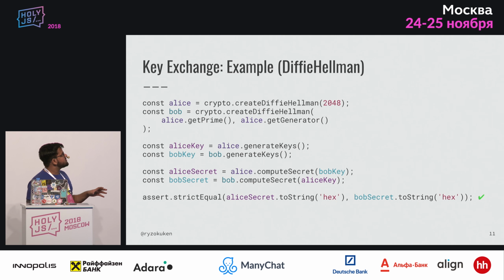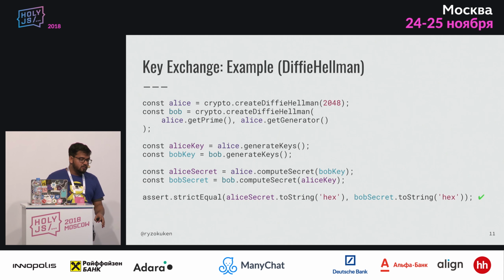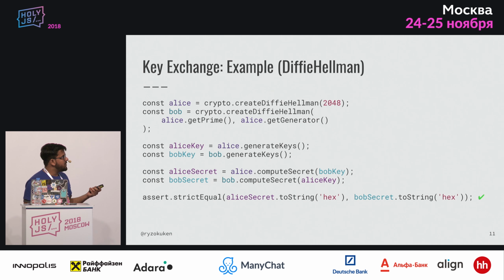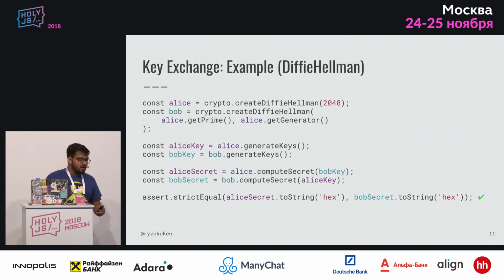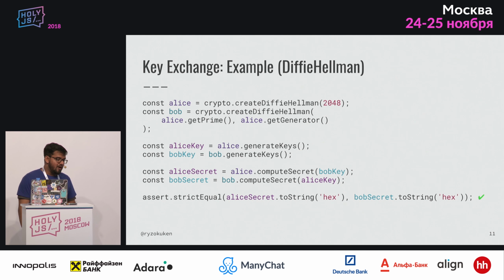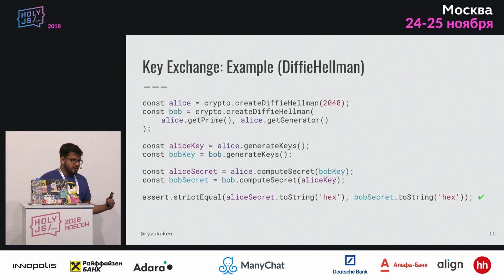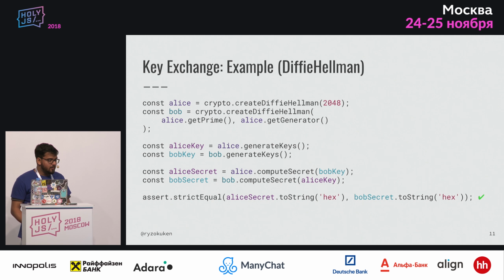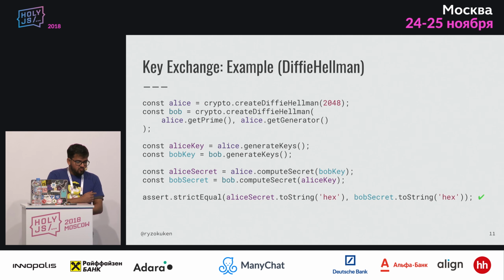Now, this looks a bit wordy, but this is how you do it in Node.js. You'd make a variable for Alice, which makes a Diffie-Hellman class instance, and you specify the max number of bits that you want to go with. So it's 2048. You just initialize that. Now you initialize Bob with the same prime and the same generator that Alice used, and you generate Alice's key, step 1, Bob's key, also step 1.